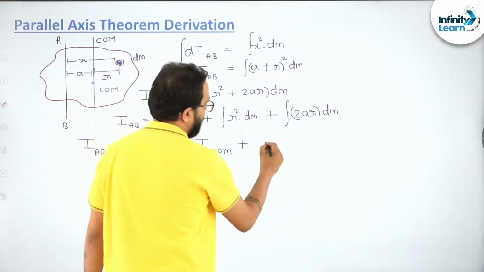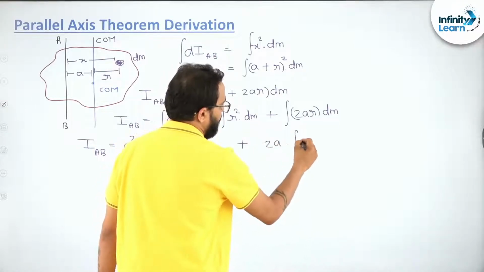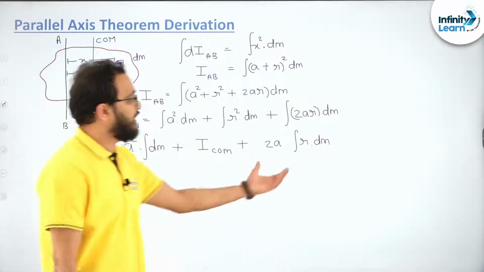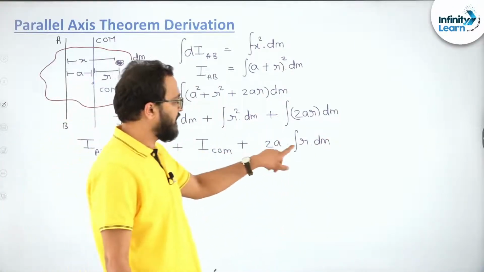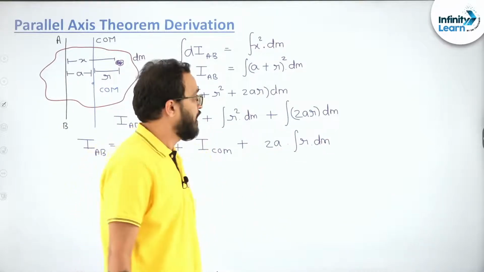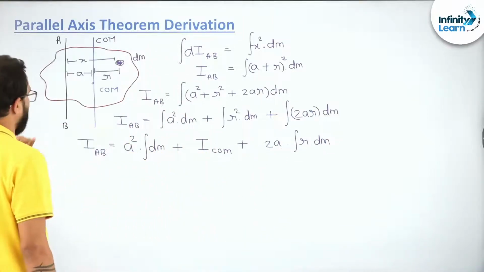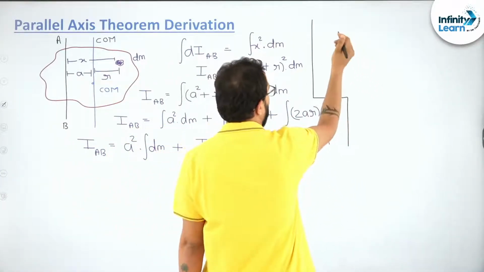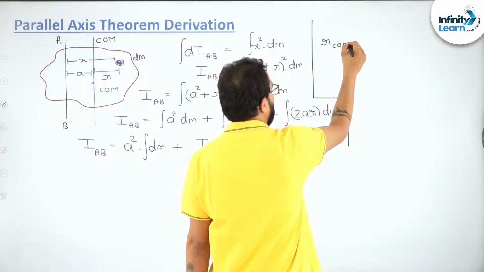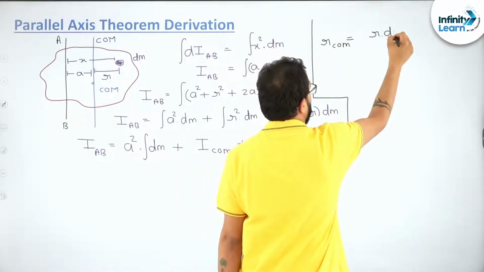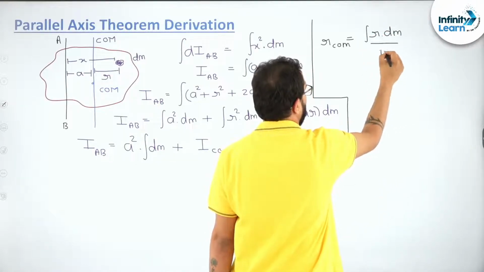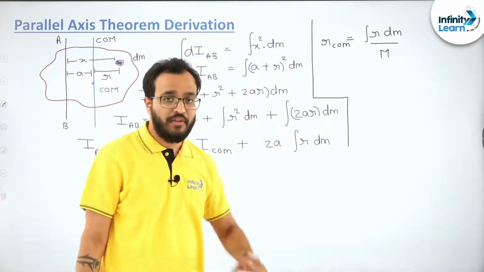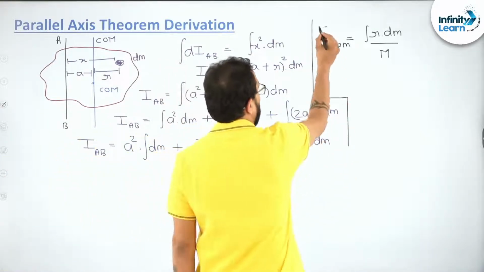Plus here 2 and a are constant, I will bring them outside, and the integration of r dm. Do you understand? Now, this is pretty interesting. Integration of r dm, you must have seen it somewhere. If you remember, for a uniform body, if you were asked to find the center of mass, you used this formula. Yes or no? This used to be the coordinate of the center of mass.